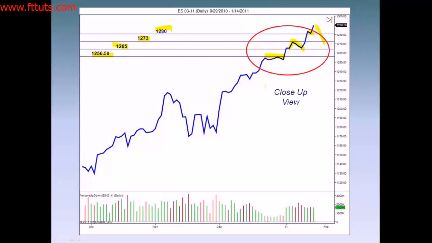It really is not that hard to be able to identify these from a line diagram, and I will give you an assignment a little bit later in the lesson today to do that for the ES Mini for a specific period of time, just to practice in using the line diagram to determine support and resistance levels.